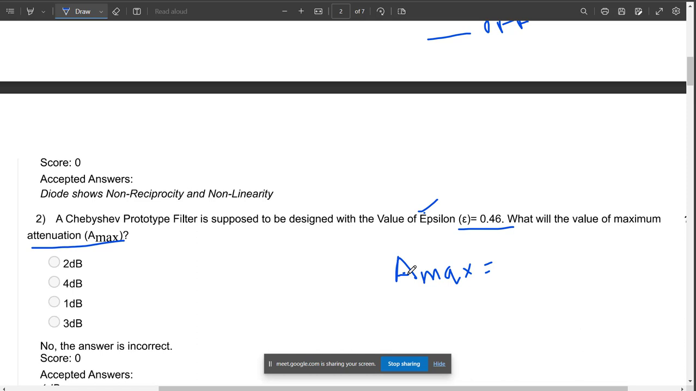It is 1.99 dB. Okay. What about others? What do others think? Solve it. I'm giving you 2 minutes for others.